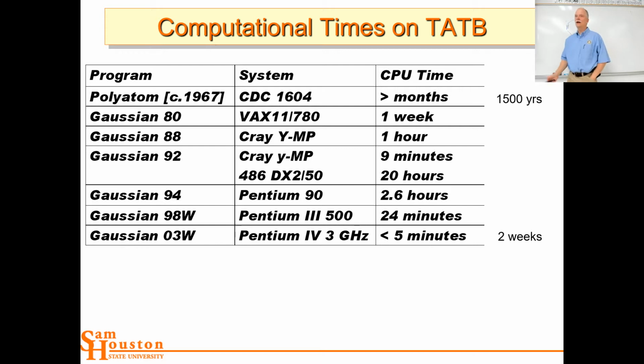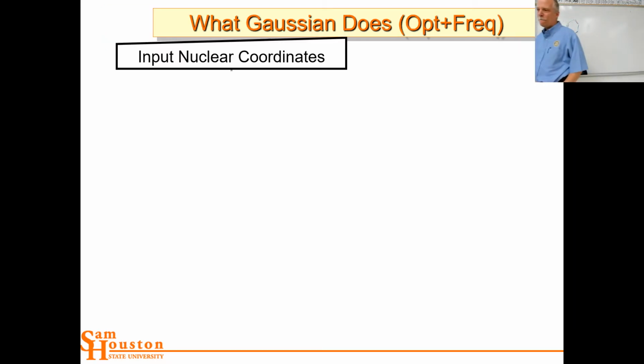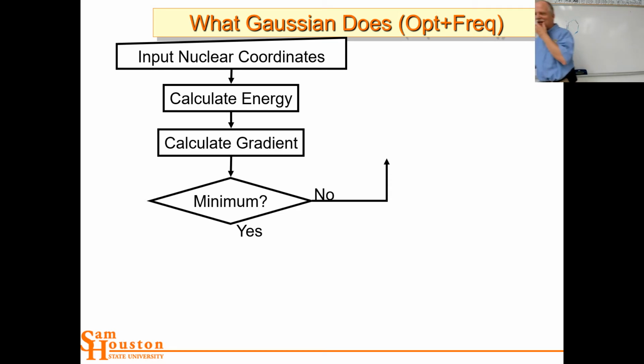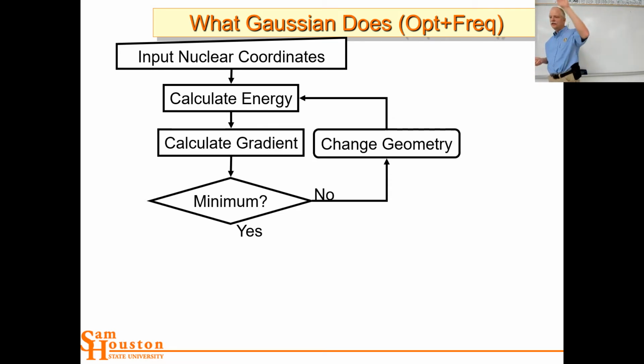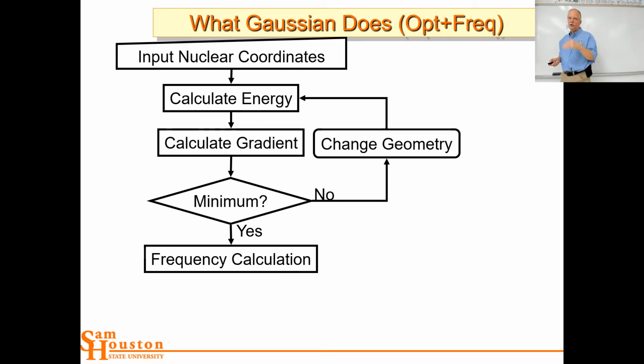Okay? And there's a lot of panic right now, and all that panic is over that phrase, with current technology or with current trends. So, this is what Gaussian is doing. It's going through this optimization step where it's calculating the slope of the wave function energies with respect to the coordinates, and it's changing the geometry and seeing if it's at a minimum. Eventually it reaches a minimum, and then you do a frequency calculation. So this first top piece is the geometry optimization.